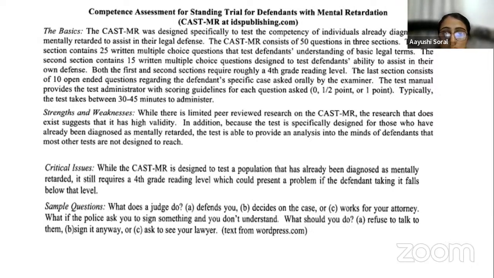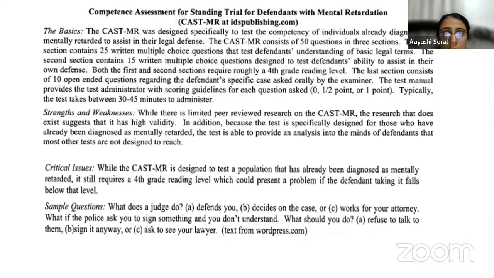The test manual provided to the test administrator has certain scoring guidelines for each question. You need to answer in terms of 0, 1 or 2 points, so it is on the basis of points that you give scores. Typically the test takes between 30 to 45 minutes for the overall administration. When we talk about its strengths and weaknesses as a tool, there is very limited peer review, because, as I told you, this is a very old tool and still not much talked about.